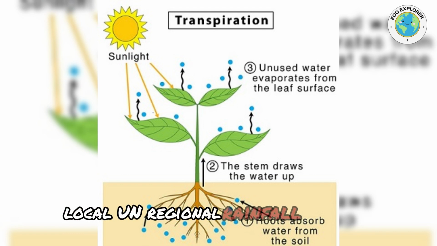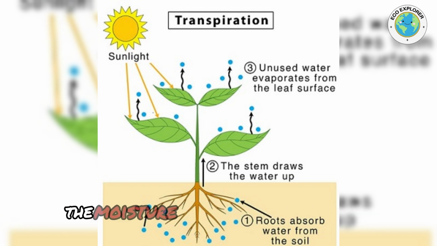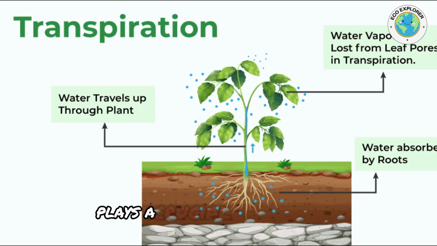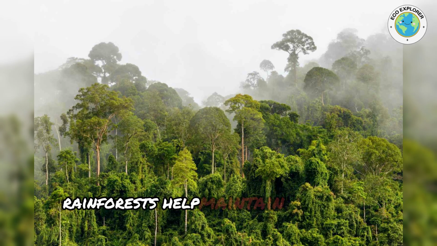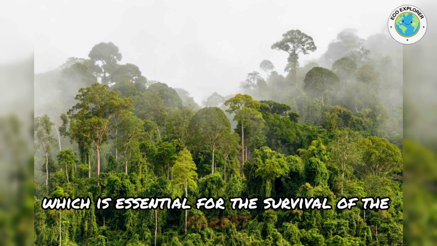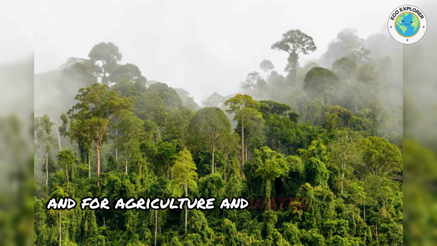Local and regional rainfall patterns. The moisture released by rainforests plays a crucial role in local and regional rainfall patterns. In tropical regions, rainforests help maintain consistent rainfall, which is essential for the survival of the forest itself and for agriculture and water supply in nearby areas.